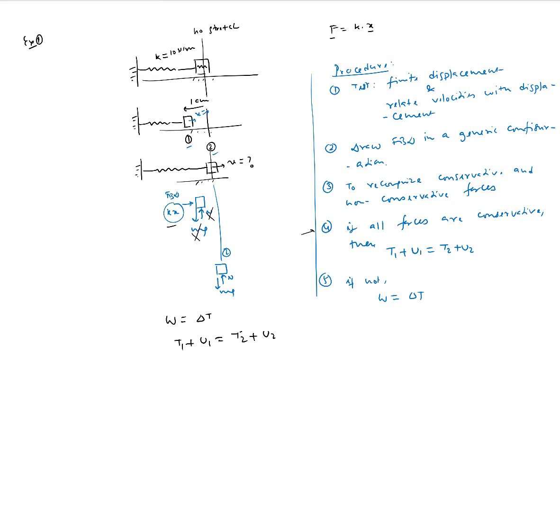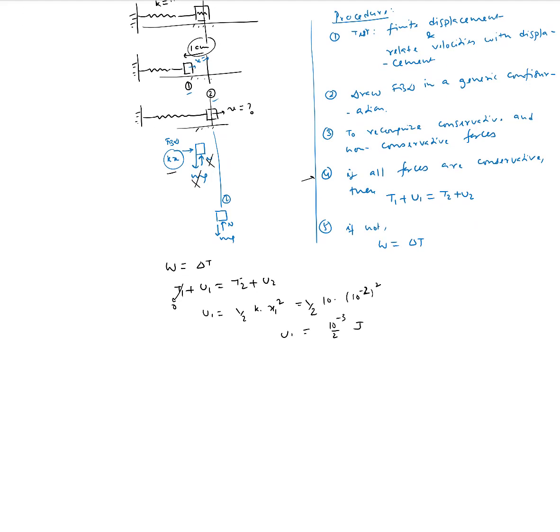What is the kinetic energy in position 1? It's 0 because we are releasing it from rest. What's U1? U1 in position 1 would be equal to 1/2 K times x1 squared, where x1 is the stretch or compression, and the compression here is 1 centimeter. So that would be 1/2, K is 10, and x is 10 to the power minus 2 meters, squared. So we get 10 to the power minus 3 divided by 2, and that will be in joules. That's a very small quantity, right? That's U1.